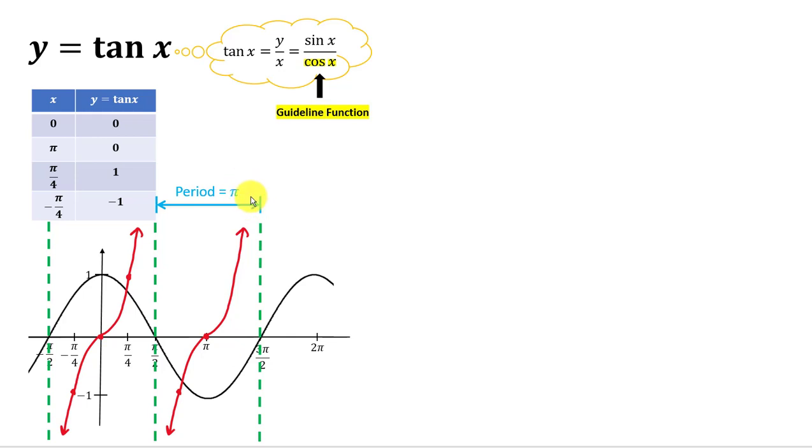And if we make a connection with the period of the guideline function, it's going to be exactly half of that, because remember, the period of the basic cosine function is 2 pi. Well, the period of the corresponding tangent function is going to be half of that, in this case pi. In other words, within one cycle of the guideline function, we can fit 2 cycles of the corresponding tangent function.